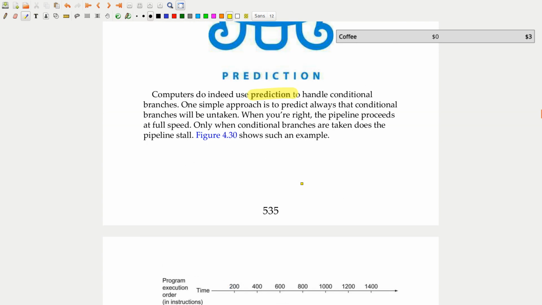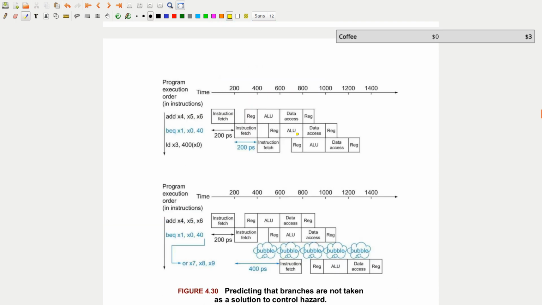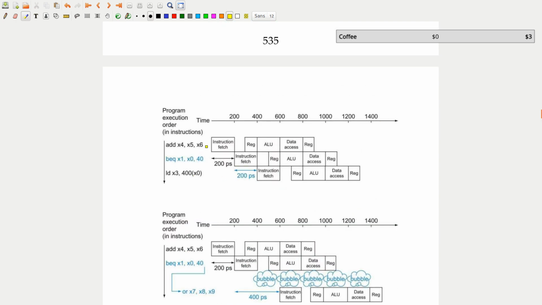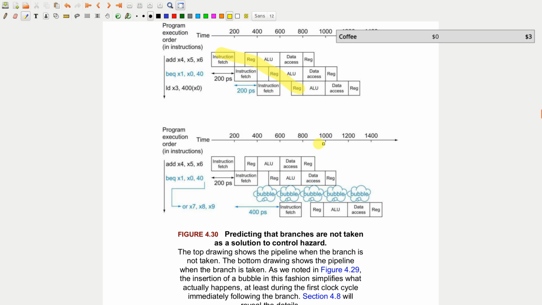Okay, so let's see what happens here. One simple approach is to predict all conditional branches will be untaken. When you're right, the pipeline proceeds at full speed, and only when conditional branches are taken does the pipeline stall. So if we always don't take the branch, then we just continue on as normal. However, if we do take the branch, we have to do some correction. We have to stall a bit, and then fetch the next instruction correctly. So whatever we were executing here, we have to drain the pipeline of. We have to ignore those values.